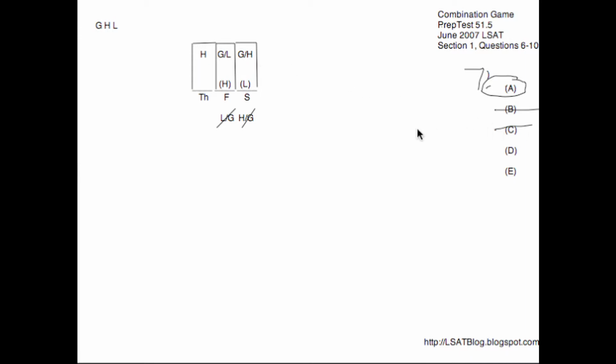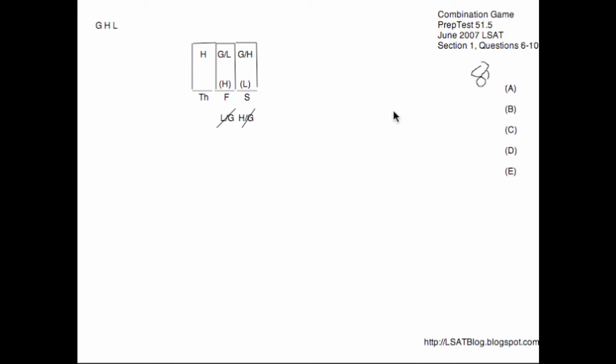Looking at D, a different film shown first each day. We could have G first Thursday, H first Friday, L first Saturday. Works out fine. So D's gone. Next, E, a different film shown last each day. We could have H last on Thursday. We could have L last on Friday and G last on Saturday. That could work too, so E's gone as well, leaving A.